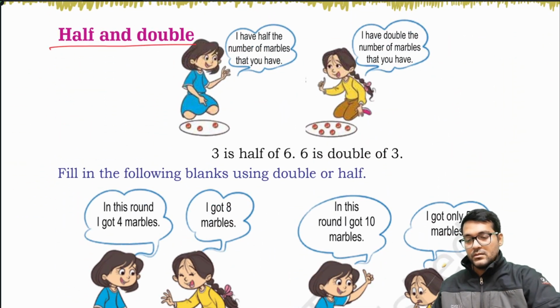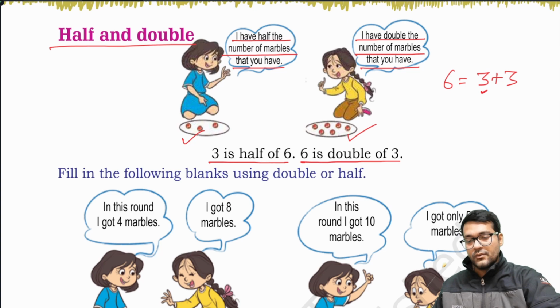Half and double. Sabnam says, I have half the number of marbles that you have. Mukta says, I have double the number of marbles that you have. You can see 3 marbles with Sabnam and 6 marbles with Mukta. 3 is half of 6, 6 is double of 3. Okay, 6 is equal to 3 plus 3. 3 is half of 6 and 6 is double of 3.